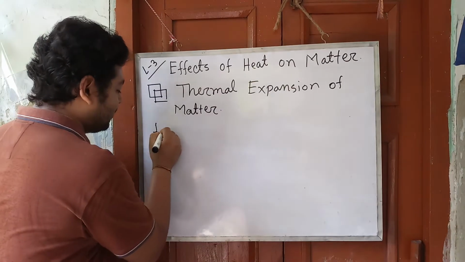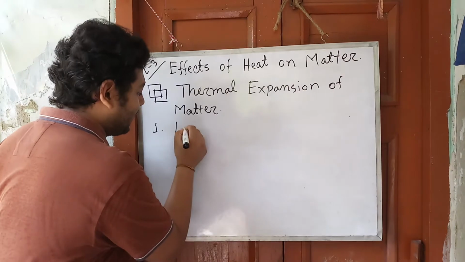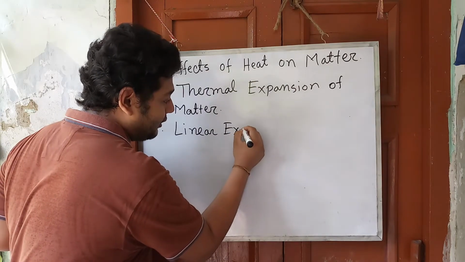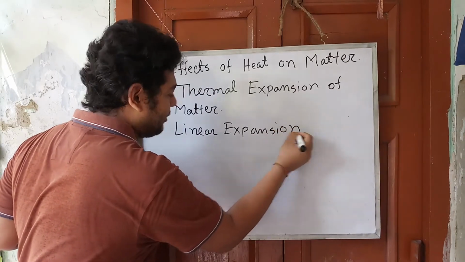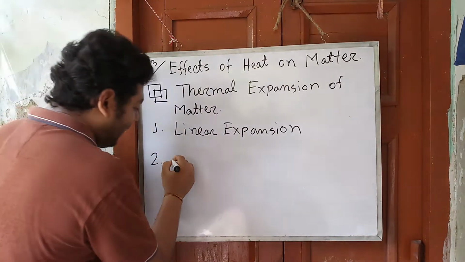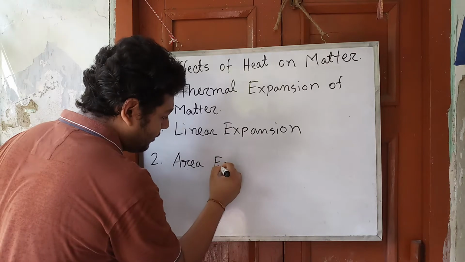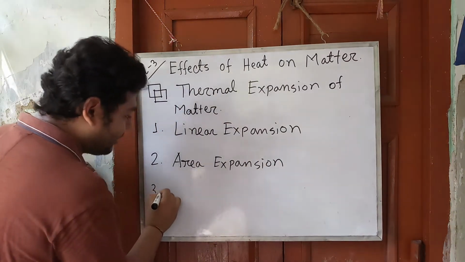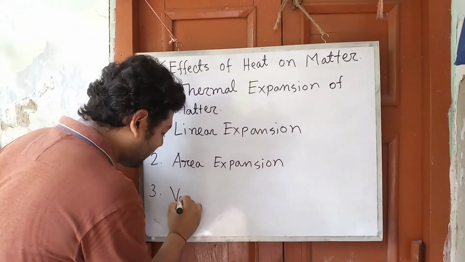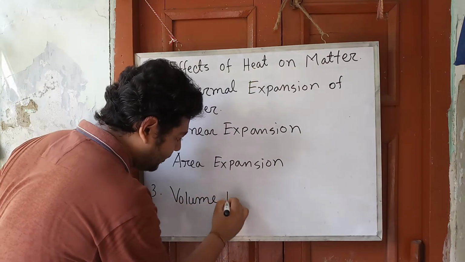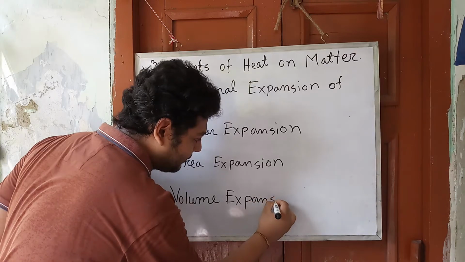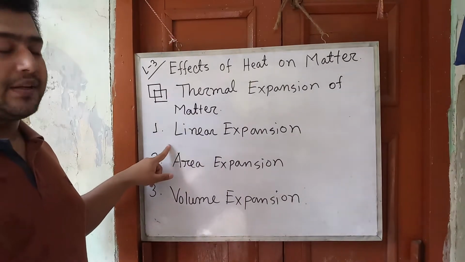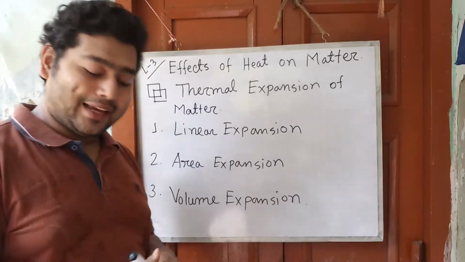Part one, the number one, is linear expansion. Number two is area expansion. And number three is volume expansion. So our first topic is linear expansion.